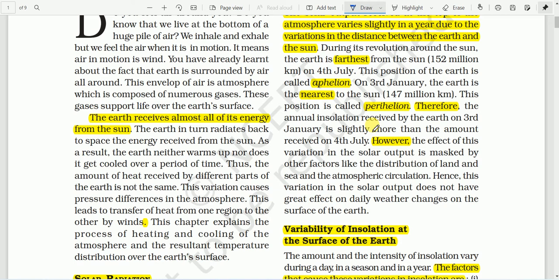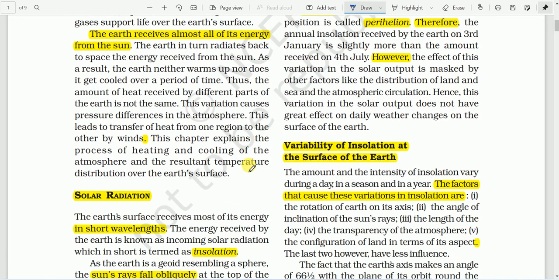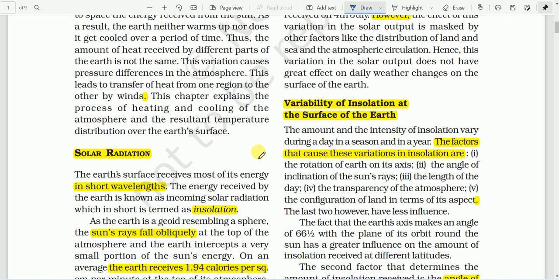This variation causes pressure differences in the atmosphere, and this leads to the transfer of heat from one region to the other by winds. This chapter explains the process of heating and cooling of the atmosphere and the resultant temperature distribution over Earth's surface. And now we shall discuss solar radiation.